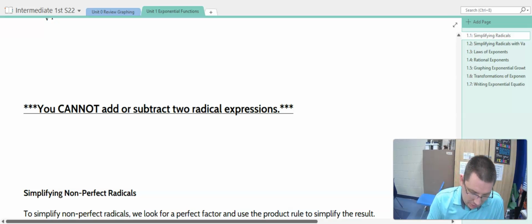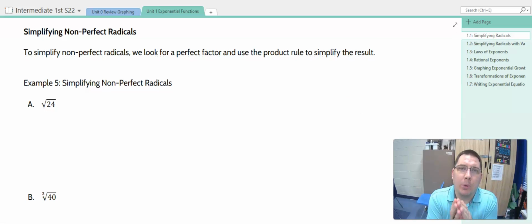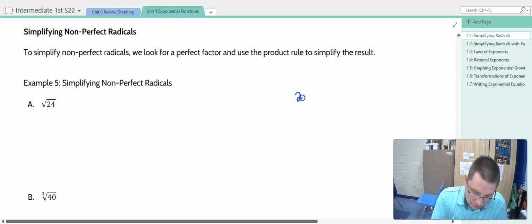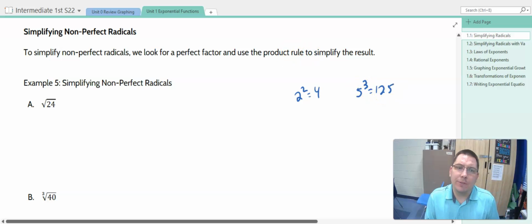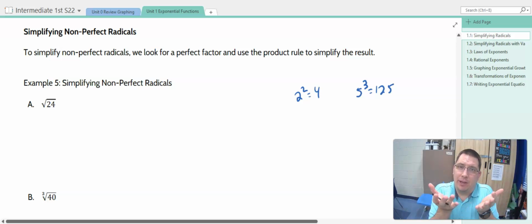And so when we go to simplify non-perfect radicals, we're looking for perfect factors. And these would be factors where when we think about like 2 squared equaling 4 or 5 cubed equaling 125, we're looking for factors like those that we could divide out or factor out and be able to reduce the entire piece. Now, it's not going to change the value of it, if we were to plug it in the calculator, it would give us the same answer. But it's going to put it in a simpler form, kind of like reducing a fraction.